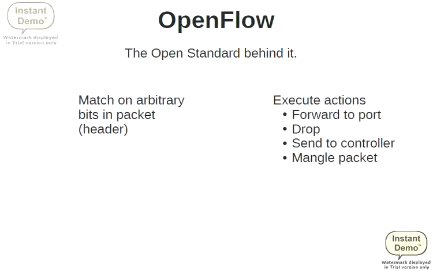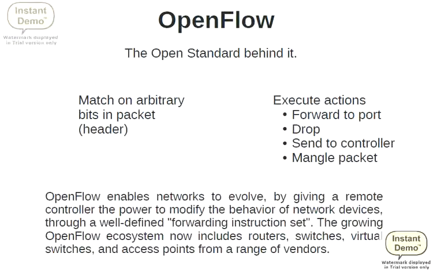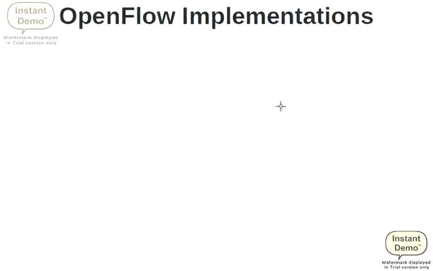What is OpenFlow? OpenFlow is a protocol. Every switch is connected with the controller by using the OpenFlow protocol. OpenFlow enables the network to evolve by giving remote control the power to modify the behavior of network devices through a well defined forwarding instruction set. The growing OpenFlow ecosystem now includes routers, switches, virtual switches, and access points.